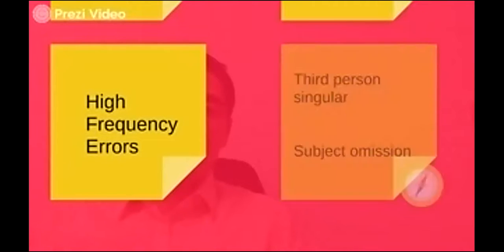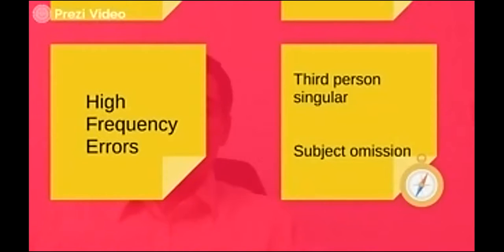Also, high frequency errors, like I mentioned before. Third person singular or subject omission are high frequency errors. These are examples that are very frequent in many, many language classes. However, you as a teacher, maybe you can hear one error, one mistake that is repeated by one student in your class. This one student is making this mistake many, many times. This is a moment where you should be able to correct.